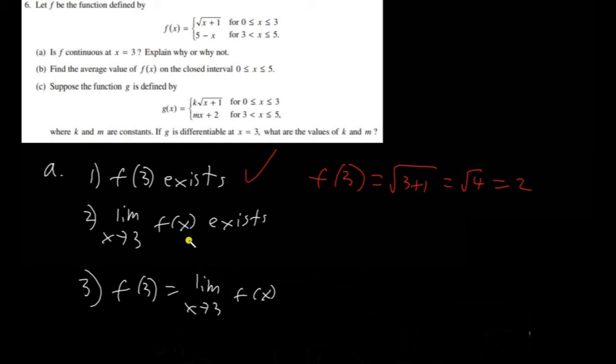Now let's move on to the second thing. The limit as x approaches 3 of f of x has to exist. So for the second condition, what we have to do is look at the limit from the left and from the right, okay?